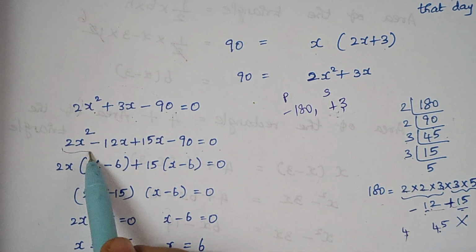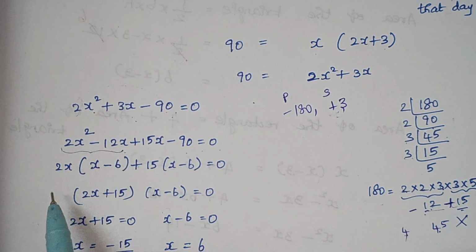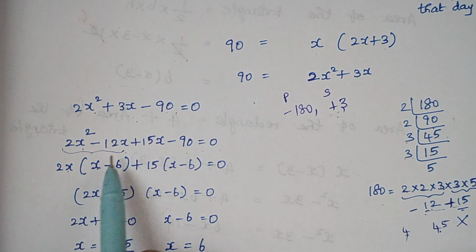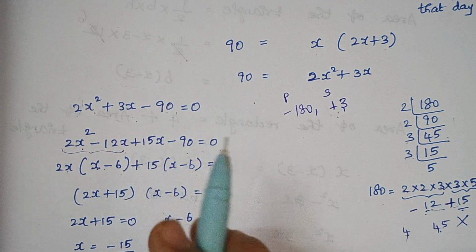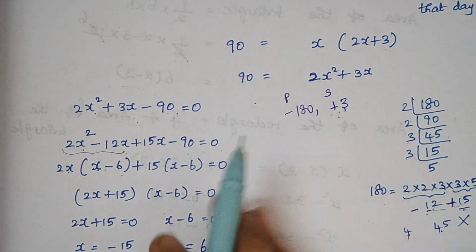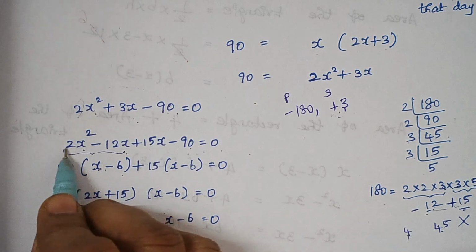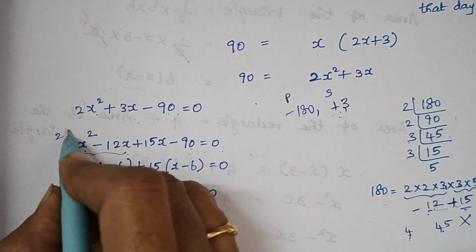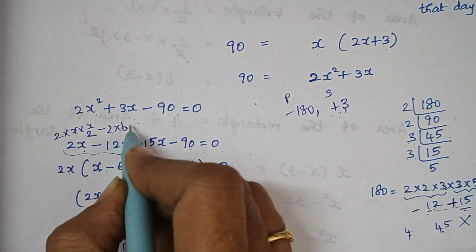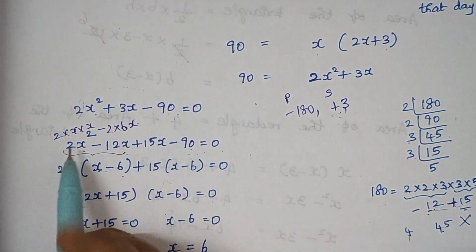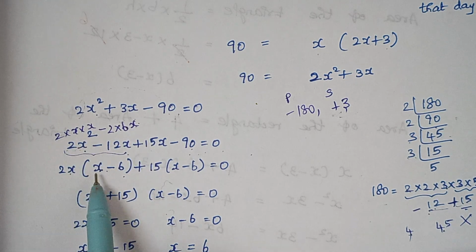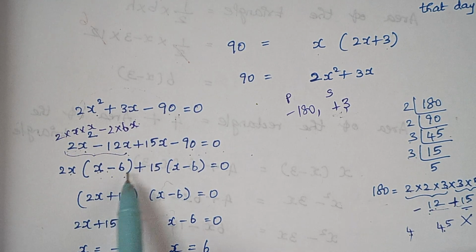Now when you look at the first two terms, we can take 2x outside. When 2x is taken, the remaining terms will be x and minus 6. If you have any confusion, it is better to split and write the terms. It will take one more step, that's it. You see here 2x square is written as 2 into x into x, and this 12x is written as 2 into 6 into x. So 2x is common, and when you take this outside, the remaining terms are x minus 6.